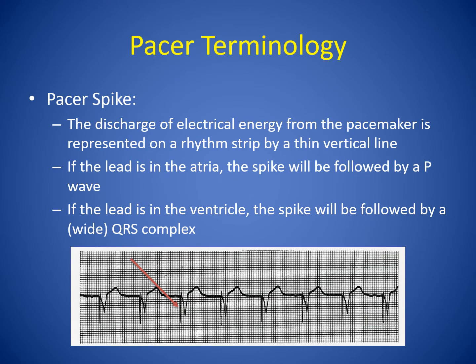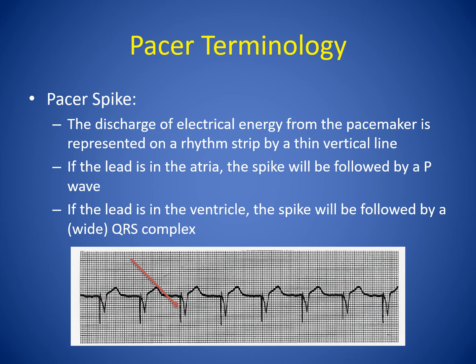In talking about pacer terminology, we're talking about the pacer spike. The discharge of that electrical energy is actually artifact, and it looks like a vertical straight line. And you may see different sizes of that pacer spike, and that usually is due to whether it's unipolar or bipolar, because unipolar leads produce a bigger spike than a bipolar lead. Again, why does it look different from one patient to another patient is usually why we tell you that.